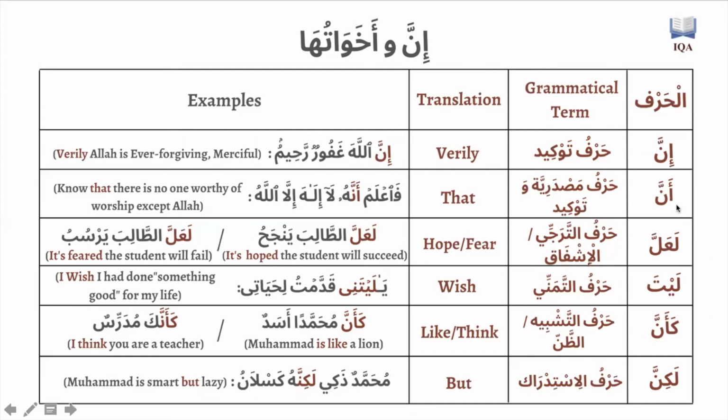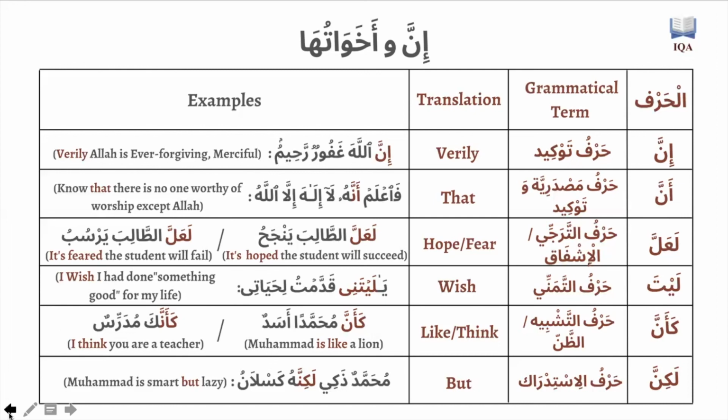So all of these particles here, أن, لعل, ليت, كأن, and لكن, the common thing that makes them sisters of inna is that they do the same action. They're going to make what was originally the mubtada mansub and it is going to become ismu anna or ismu la'alla or ismu layta or whatever the name may be. And the khabar is going to become khabaru anna or khabaru la'alla or khabaru layta or khabaru ka'anna or khabaru lakinna. So la'alla taliba here is mansub because it's ismu la'alla. كأن محمدا أسد. محمدا is اسم كأن, so it's mansub, and أسد is خبر كأن, so it's مرفوع.